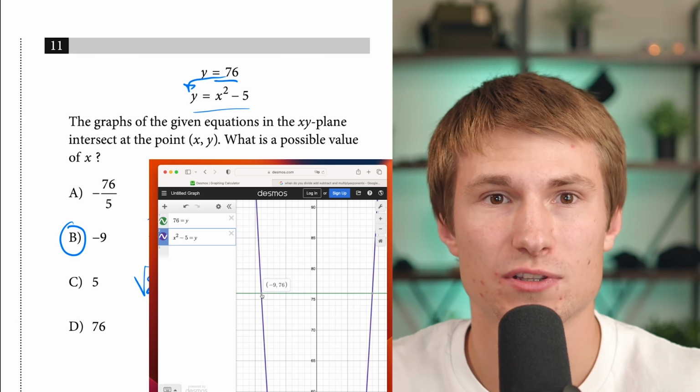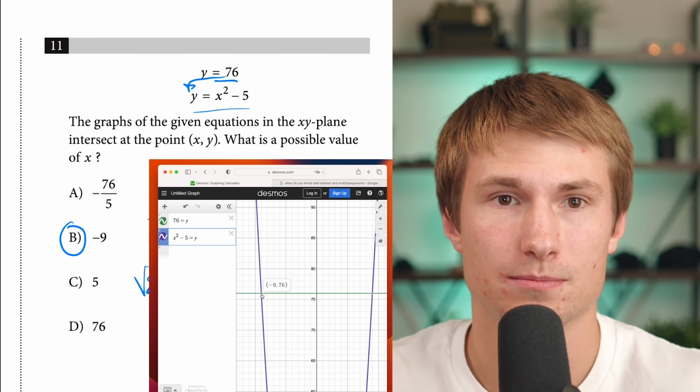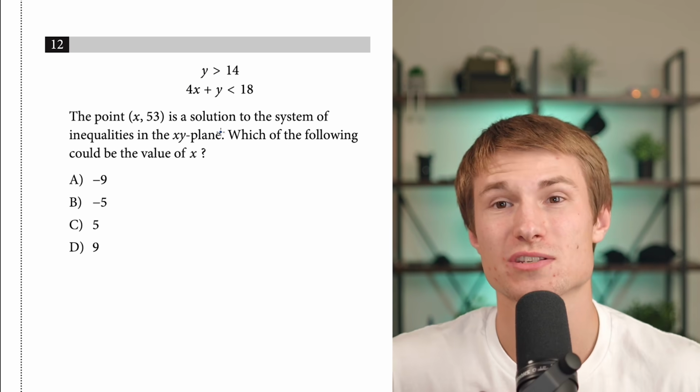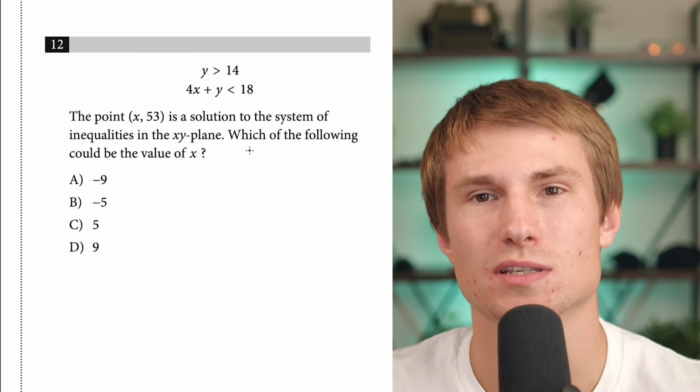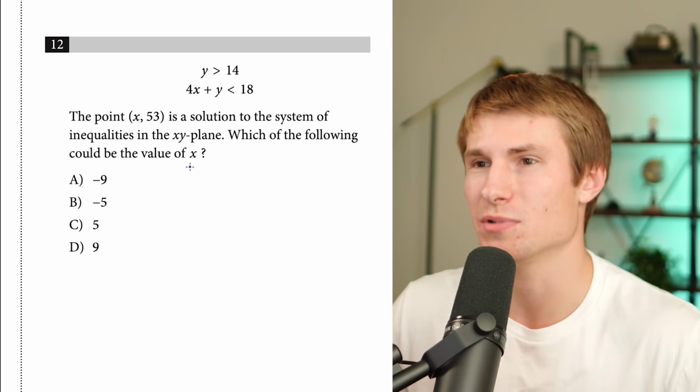Desmos is a great tool for the digital SAT, and you shouldn't be afraid to use it. Here's how to solve this SAT math question about the solution to a system of inequalities. The question states the point x, 53 is a solution to the system of inequalities in the xy plane. Which of the following could be the value of x?